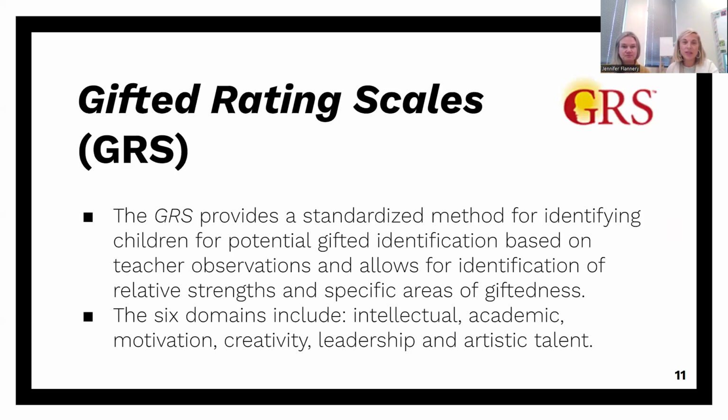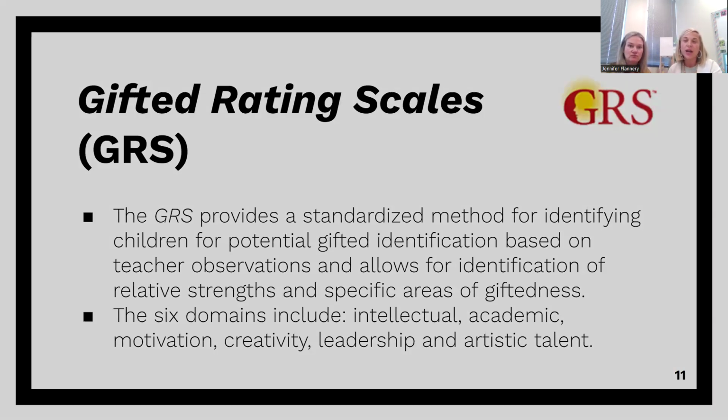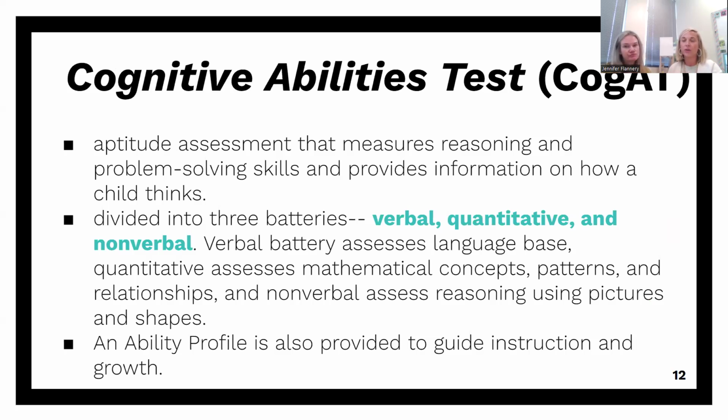Okay, so Ms. Flannery just mentioned the gifted rating scales or GRS scales. These provide a standardized method for identifying children for potential gifted identification based off teacher observations. So this was what happened in first grade. At the end of the year, teachers filled out GRS forms for every student, and it just recognizes their relative strengths and specific areas of giftedness. Those 6 areas or domains are intellectual, academic, motivation, creativity, leadership, and artistic talent. We use our GRS scores to help show potential giftedness on our rubric for our students in the universal screening process.